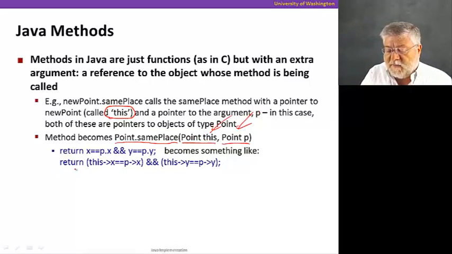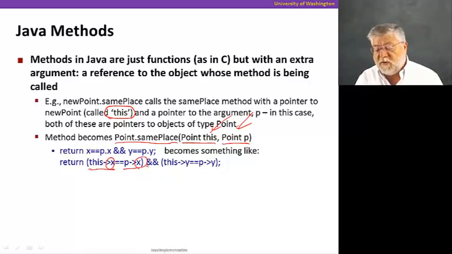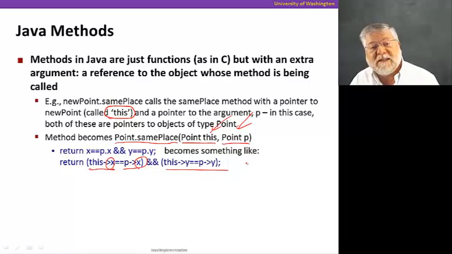And if we had equivalent C code, it would look like this. We would follow the this pointer to the element x, the p pointer to the element x, compare those two, do the same thing for the y's, and then do the logical AND. Okay, so this is how we find the variables, and the way we go about finding the code is through the V-table pointer.